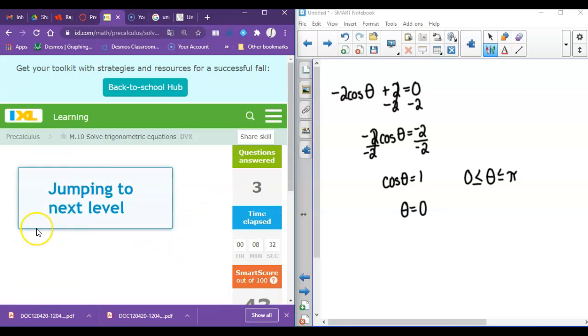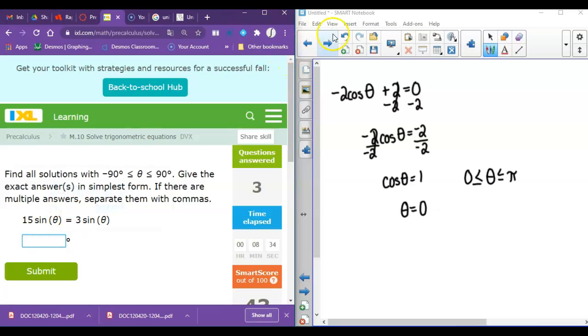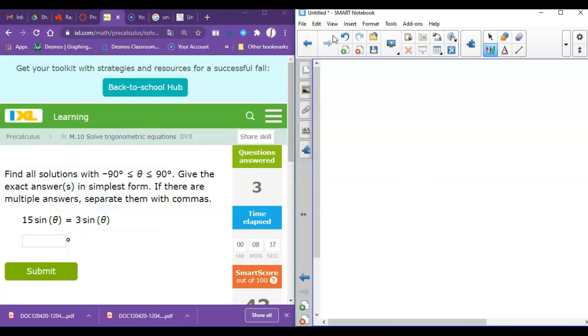Let's skip on to the next level. So here we have 15 sine of theta equals 3 sine of theta. And we've got two sines right here, so we're going to have difficulty solving this with that setup. So what we want to do is, we've got like terms here. I want to subtract 3 sine theta from both sides of this equation.